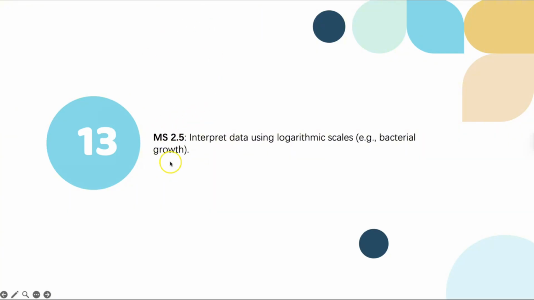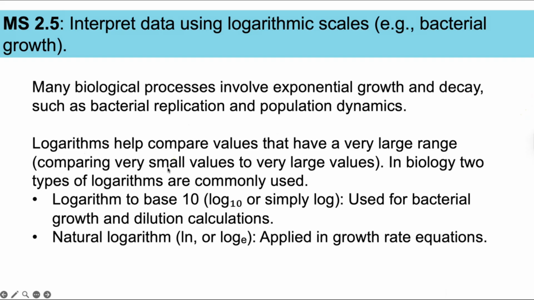Next then we've got interpret data using logarithmic scales, and this often links to aseptic technique and growing bacteria because we use a log scale when you have a really large range of data. So many biological processes involve exponential growth and decay. So for example, bacteria replication, but we can also actually see this in the growth of cancer cells. It comes up quite a bit in paper 2, the same skill.